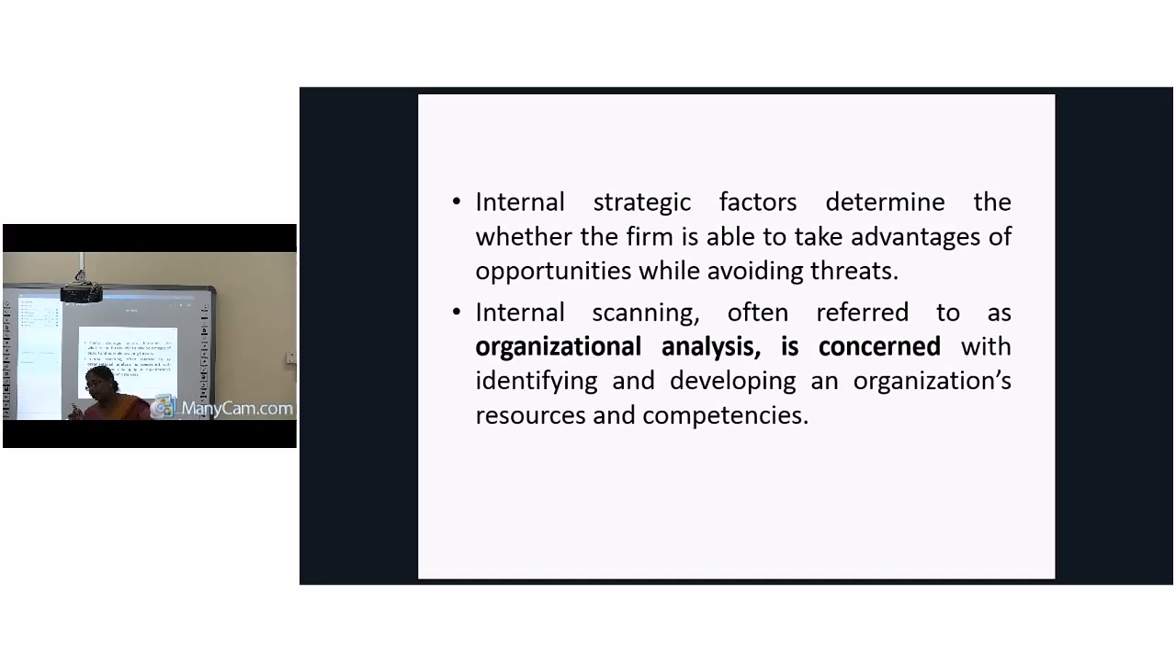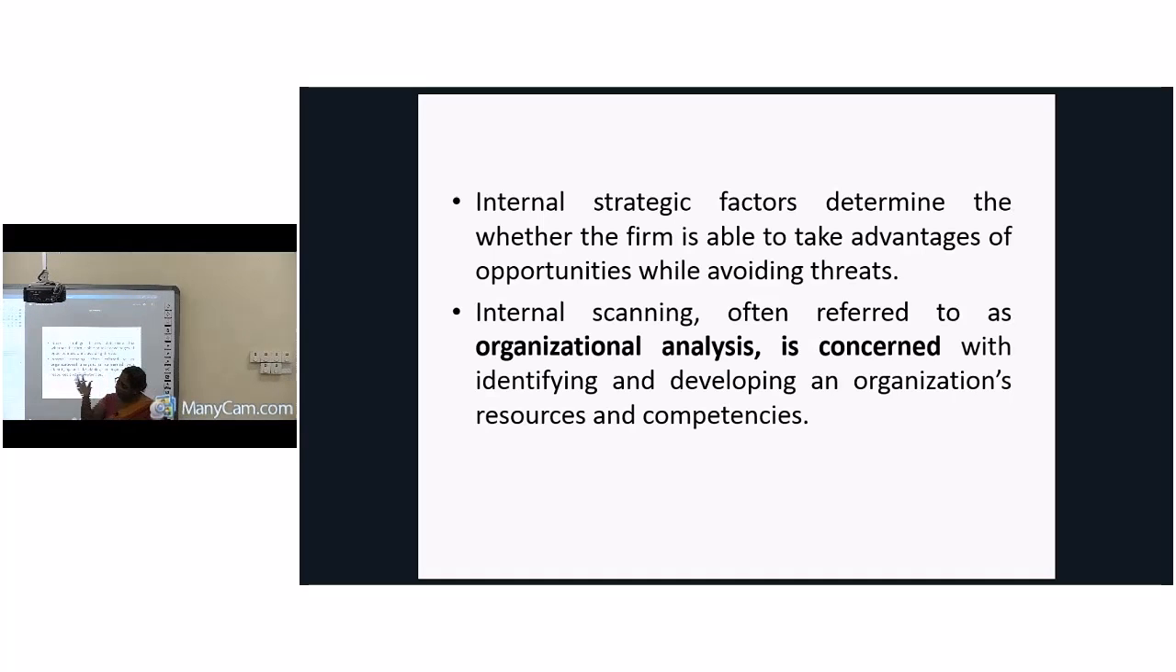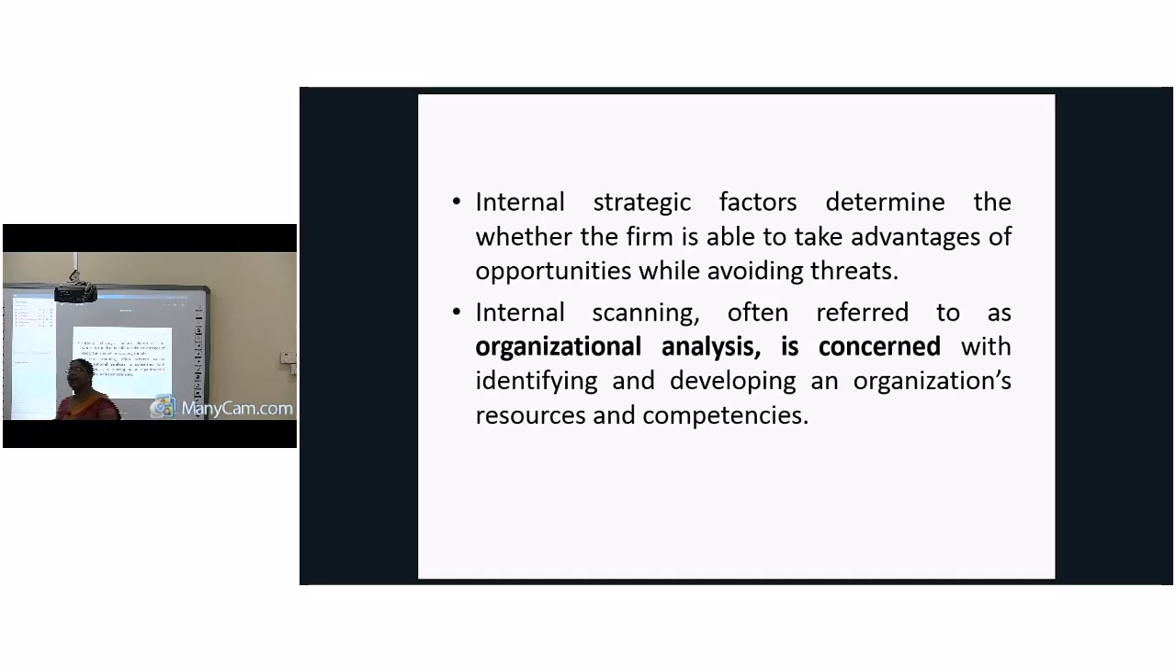These two words are very important in internal analysis, right? Basically, we look at these resources and competencies under internal scanning or organizational analysis. All these elements come under skills, resources and competencies. Internal elements can be categorized as resources and competencies. For example, say culture. So, what is a culture?